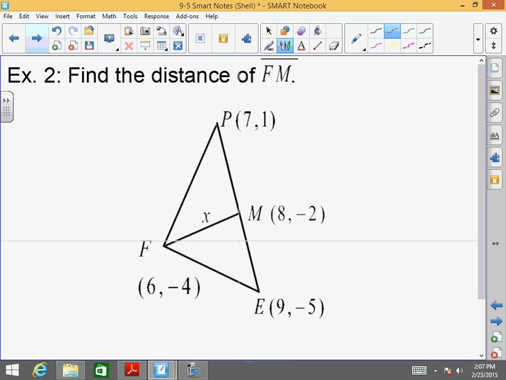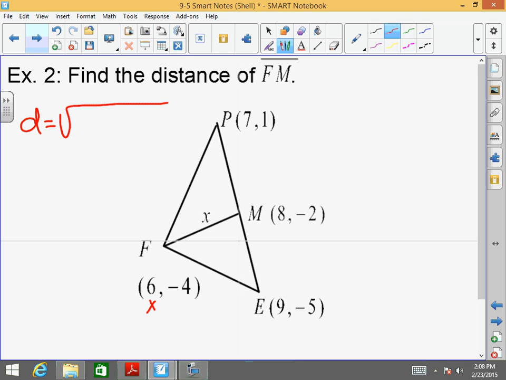Okay. Find the distance of FM here. Pretty simple. Can't assume a right angle, right? No, you cannot assume that that's a right angle. Very good. So distance is going to equal here in this case.